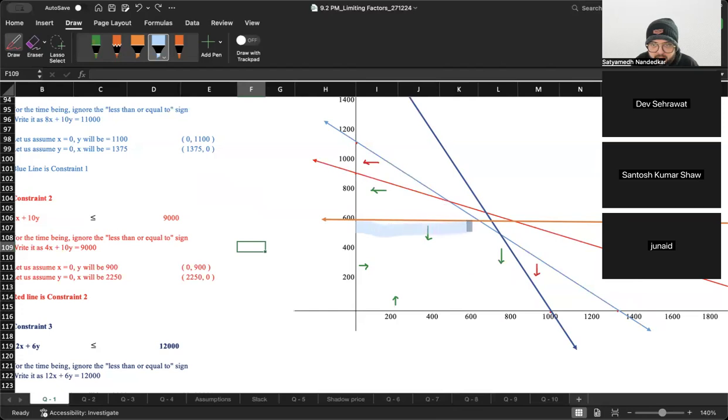Look at the part that I am shading. This part is where my answer is going to lie. My answer is not a point. Please understand. My answer lies in this region. ठीक है, ये जो सारा ब्लू शेडेड रीजन है ना, this is where my answer lies.